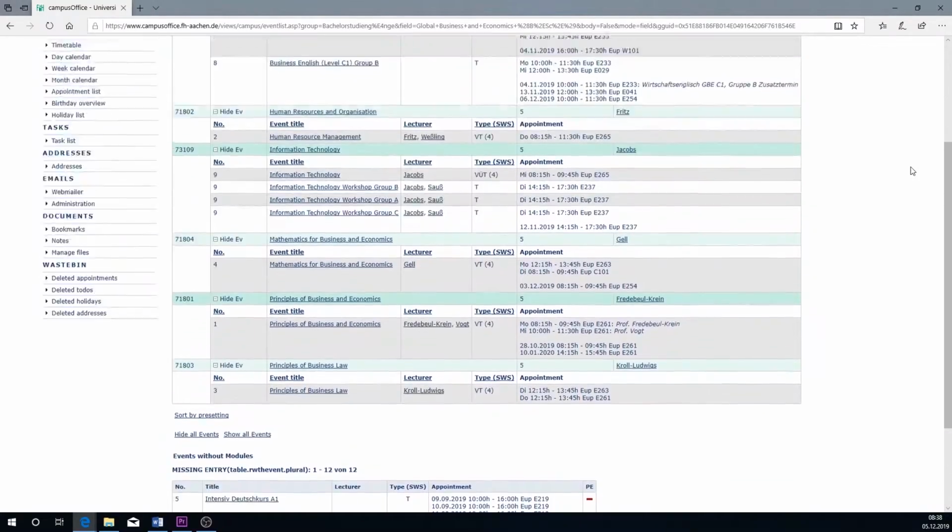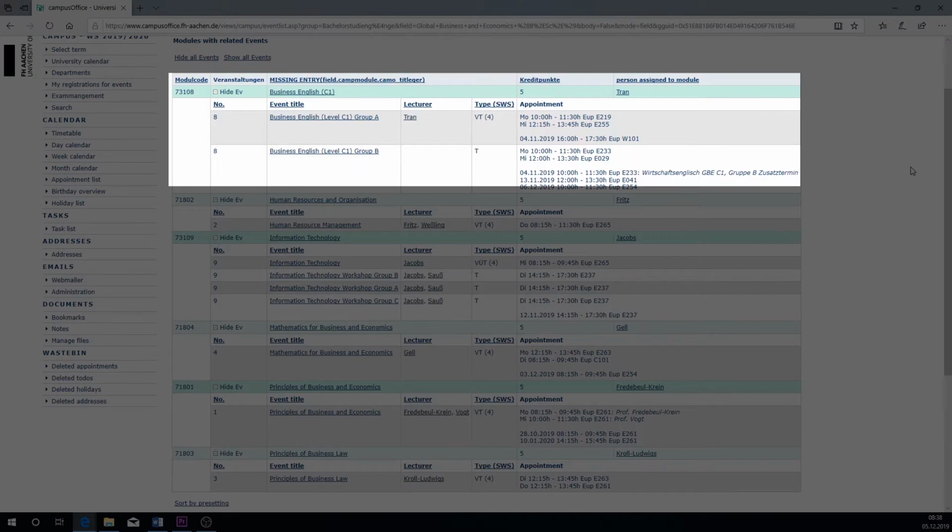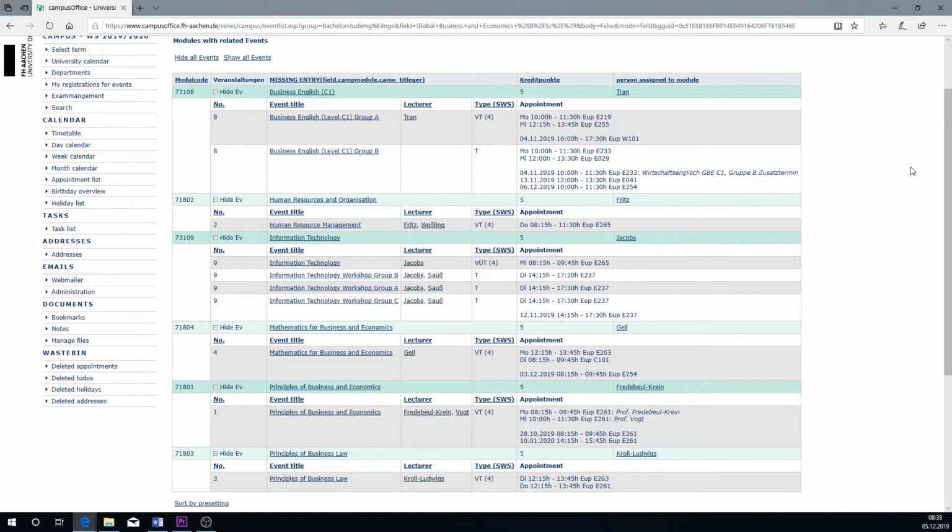A module may consist of a lecture, an exercise course, or a colloquium. For some lectures, several groups are available. While the groups are identical content-wise, they take place at different times. You choose the time that best suits your timetable. What is important is that you register for only one group at a time.